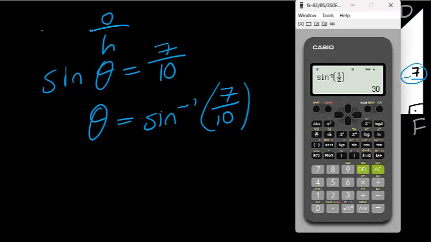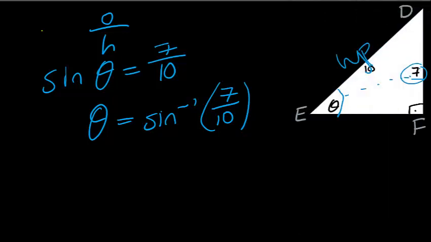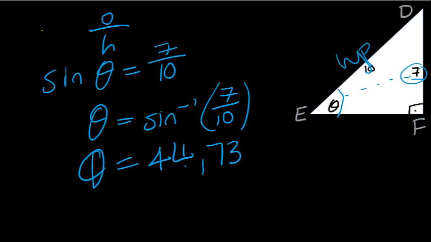Shift sine, fraction 7 over 10, close bracket, is equal to 44.427004. Our question asks us to do 2 decimal places. I'm going to say 44.43 because 7 means go to the next number. 44.43 is going to be my answer. Theta is 44.43 degrees as my final answer.